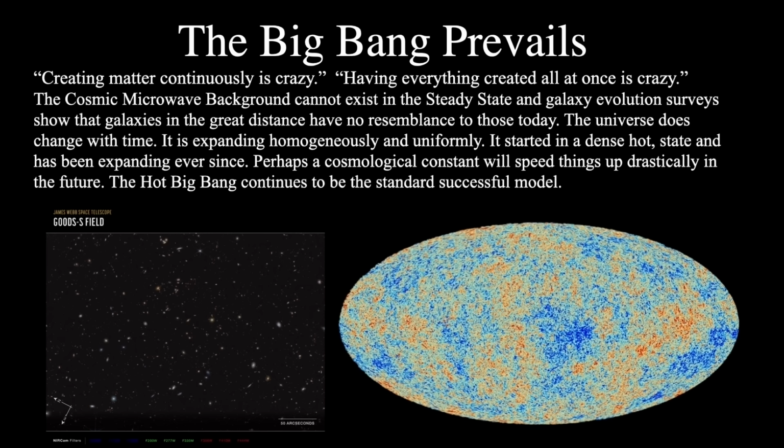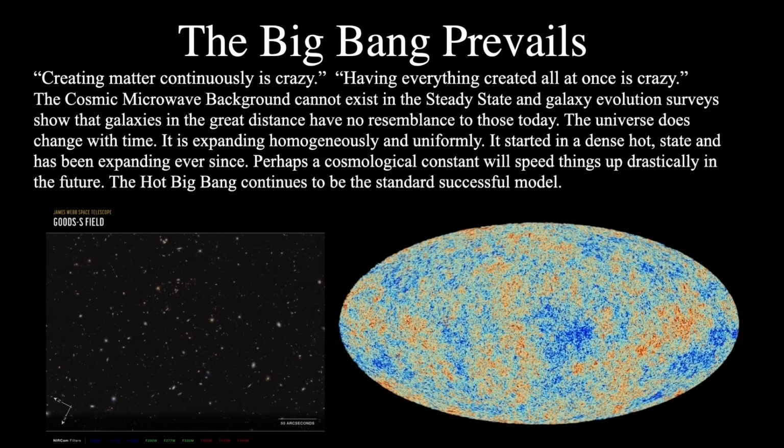Crazy meaning counterintuitive, and not insane or wrong. Which one had to prevail? The discovery of the cosmic microwave background is the thing that really put the steady state theory to bed, simply because there's no way for a uniform cosmic microwave background to be created as part of a steady state theory.